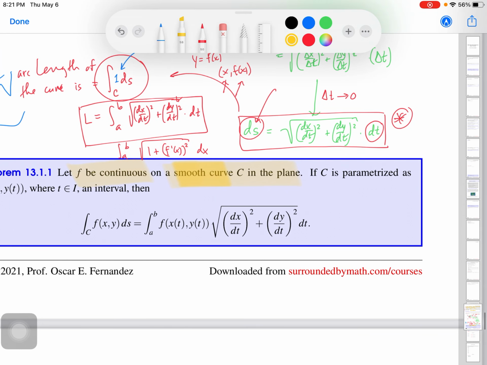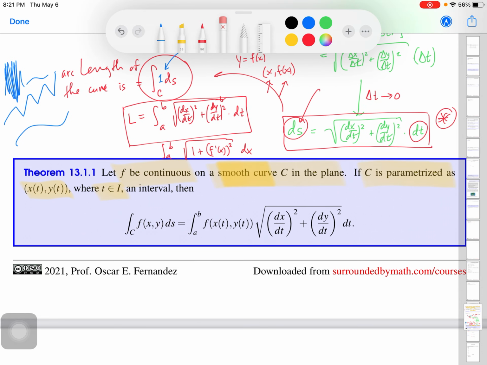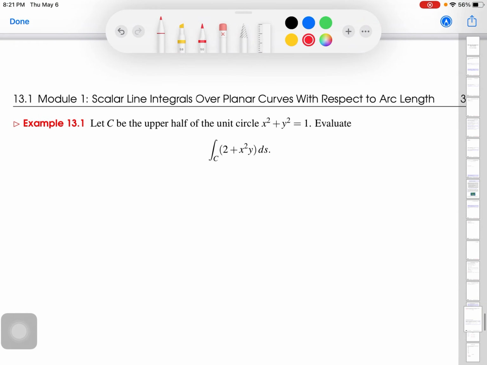And continuing the theorem, if C is parametrized as x of t, y of t, where t is in some interval, then the line integral equals exactly what we just talked about. So we replace ds here with this quantity, which comes again from this formula. And then, since x and y were parametrized by t, we replace x with x of t and y with y of t. Let me now show you an example of how this works.